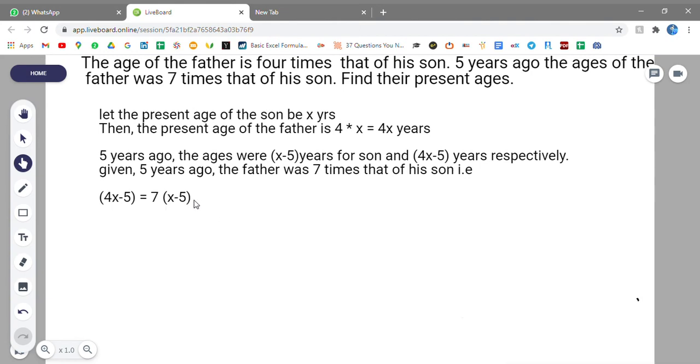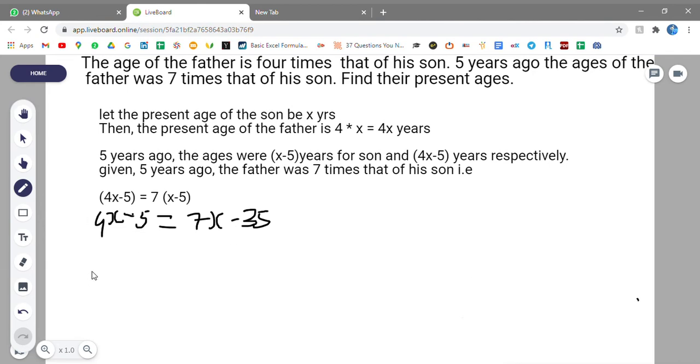Now let us simplify this equation. For simplification, we first have to remove the brackets. I just remove this bracket as it is because there is no multiplication of anything. But on the other side, 7 into x gives me 7x, and 7 into 5, 7 fives are 35. There is a minus sign in between and I will retain it as it is. Okay, so that is the next step.